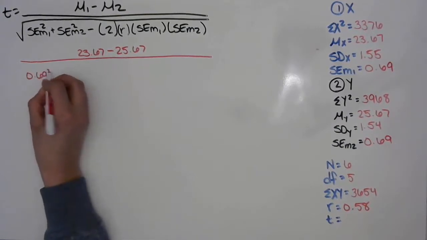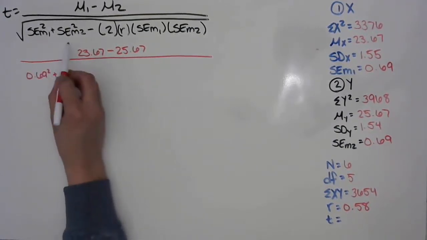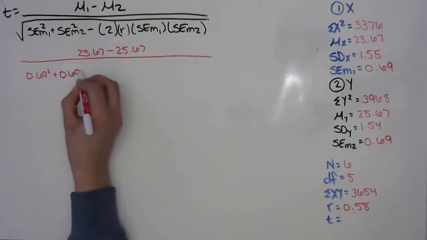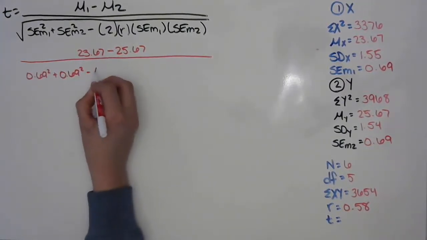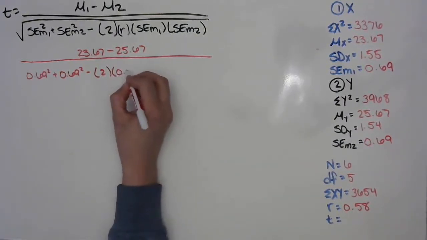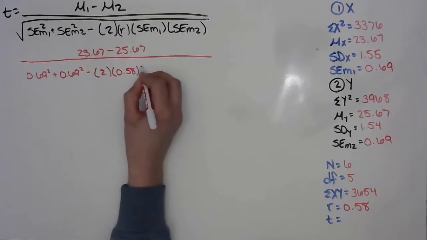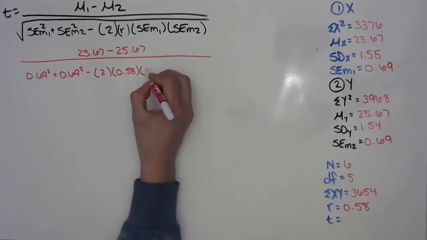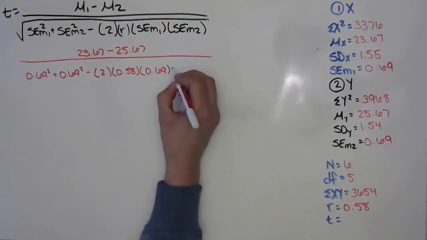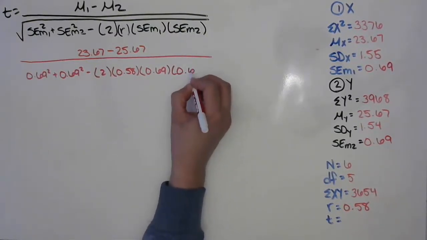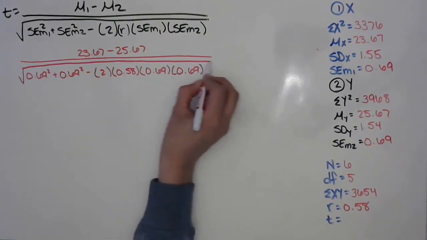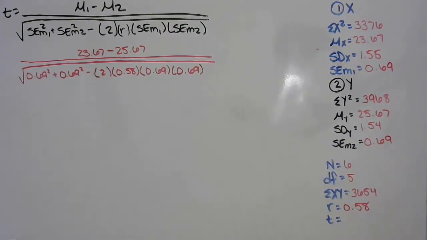0.69. That's going to be squared, plus our standard error of the mean for group 2, which is also 0.69, and that's squared, minus 2 times our R value of 0.58 times our standard error of the mean for group 1, 0.69, and then our standard error of the mean for group 2, which is 0.69. Okay, there we go, and then we are just going to square root all of that.